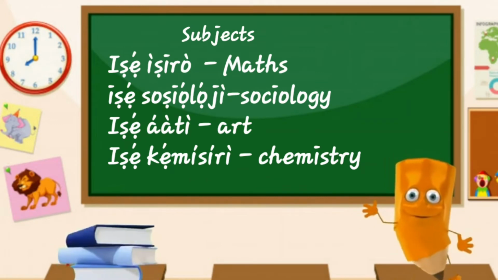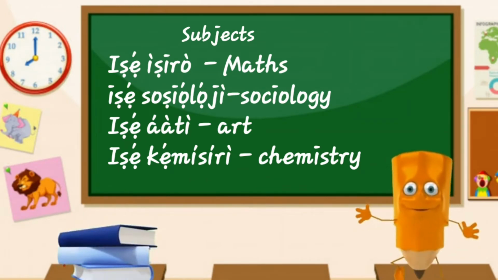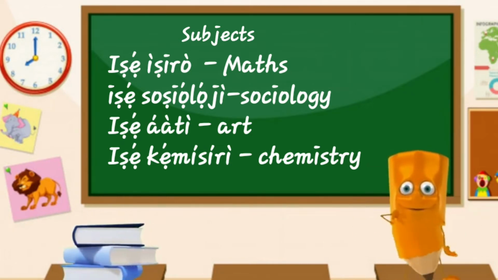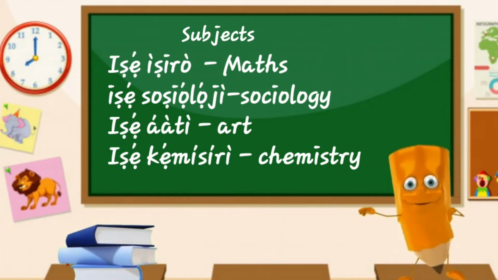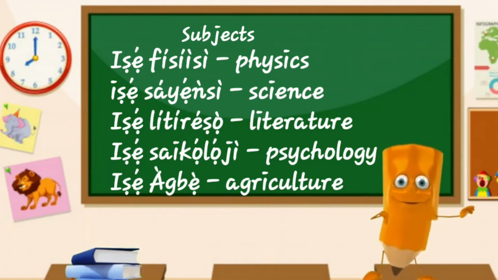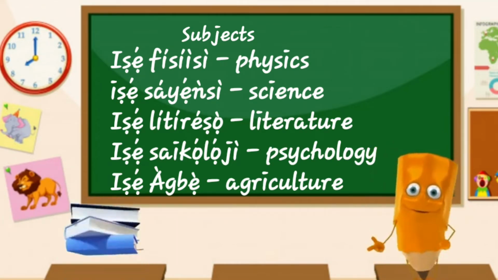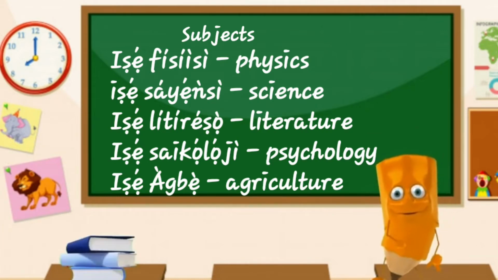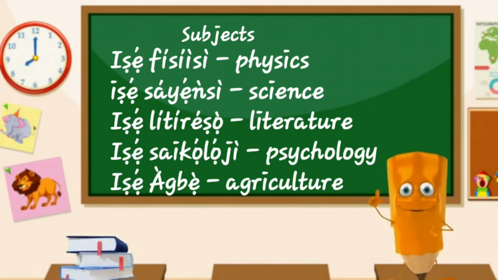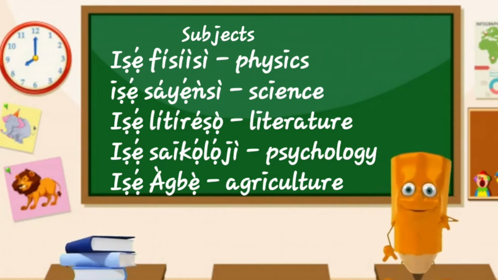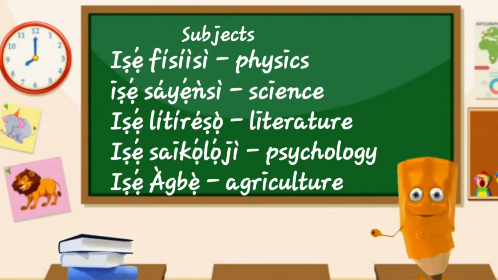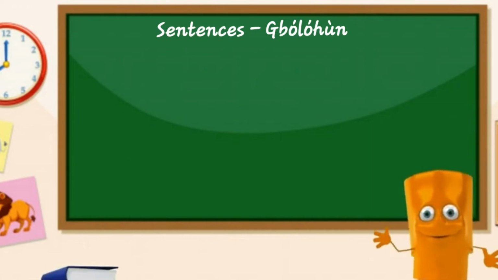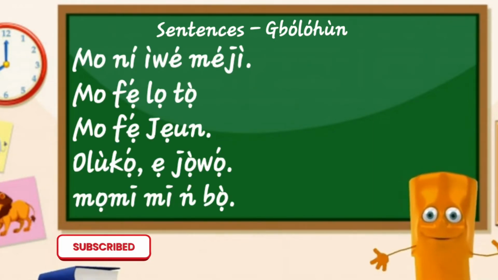Iṣẹ́ ìṣirò. Iṣẹ́ sociology. Iṣẹ́ áàtì. Iṣẹ́ kẹ́mísírì. Iṣẹ́ físíìsì. Iṣẹ́ sáyẹ́ǹsì. Iṣẹ́ lítírésọ̀. Iṣẹ́ psychology. Iṣẹ́ àgbẹ̀. And now let us make some sentences like mo ní ìwé méjì.